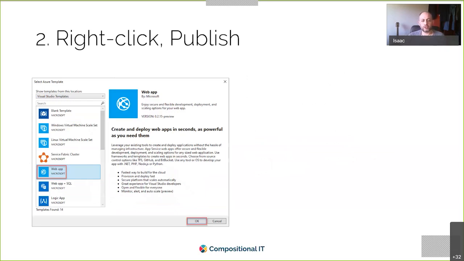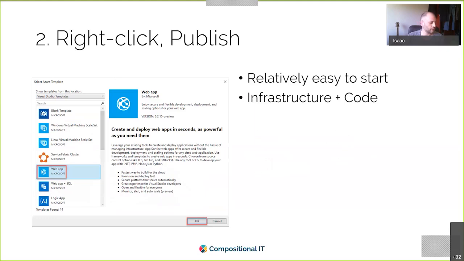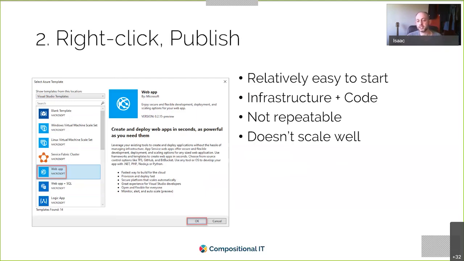And the next option is right-click publish from something like Visual Studio. That's also relatively easy to start if you're coming from a development background. You have infrastructure and code, so you can not just deploy the infrastructure, but you can say, I want to deploy a web app, and it will compile your code at the same time, which is great. It's again not repeatable. It doesn't scale particularly well, and I'd say it's got limited use cases.